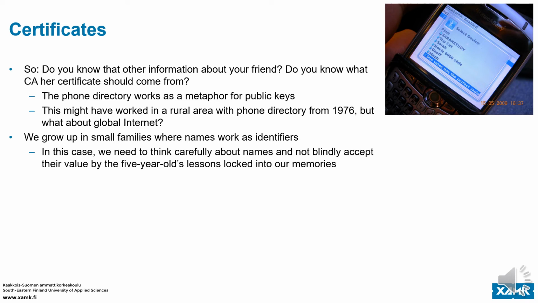This might have worked in a rural area with a phone directory from 1976, but how many Joan Robinsons are in the New York City phone book, much less in a hypothetical phone book for the global internet? We grow up in small families where names work as identifiers. By the time we're 5 years old, we all learn this lesson. Names work in a small group or community. That is false in the bigger world, but things we learn as toddlers we never forget.